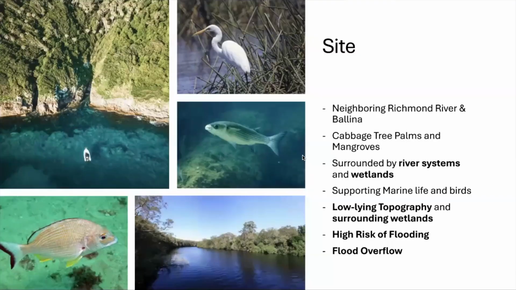And now onto the site itself. This island is located in northern New South Wales. It neighbors the Richmond River and the town of Ballina. And it's known for having cabbage tree palms, and that's why it's called the Cabbage Tree Island. The area of the island is relatively small, and it consists of well-known natural landscape and rural scenery.